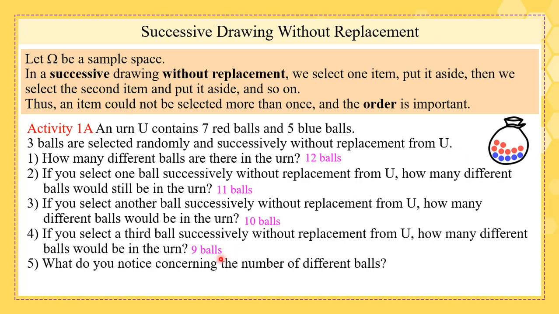What do you notice concerning the number of different balls? In this case, the number of balls was 12, then it became 11, 10, and 9. So we can see that the number of balls in the case of a successive drawing without replacement decreases by 1 each time we select one ball. So the total number of balls will be decreasing.